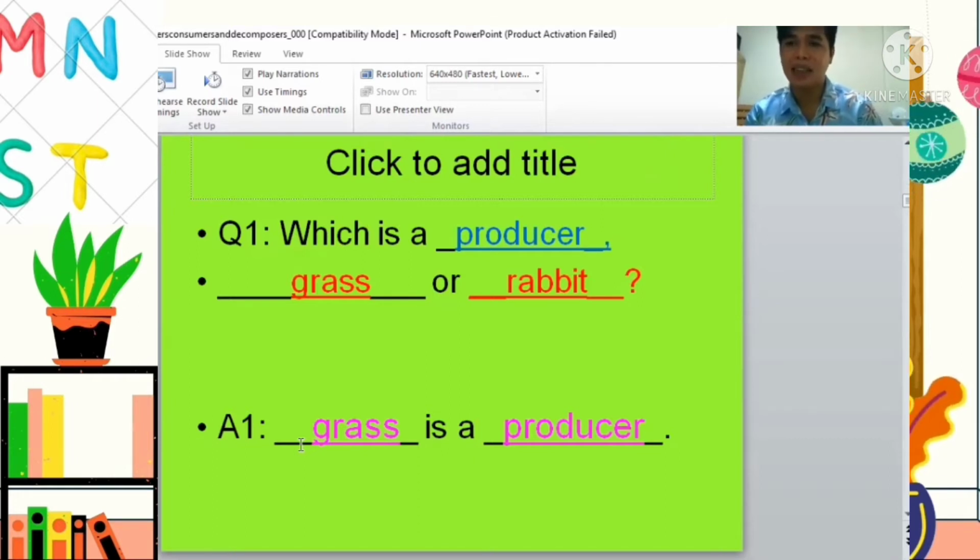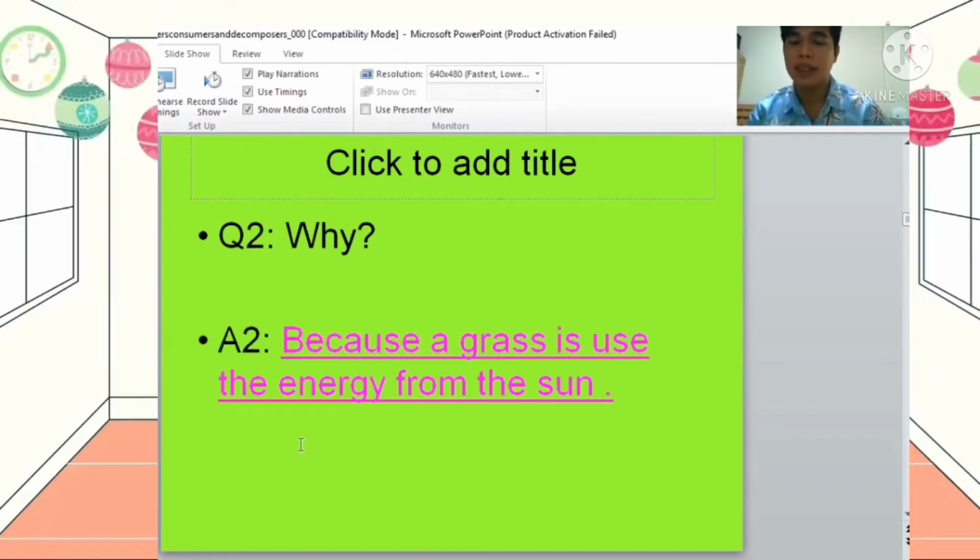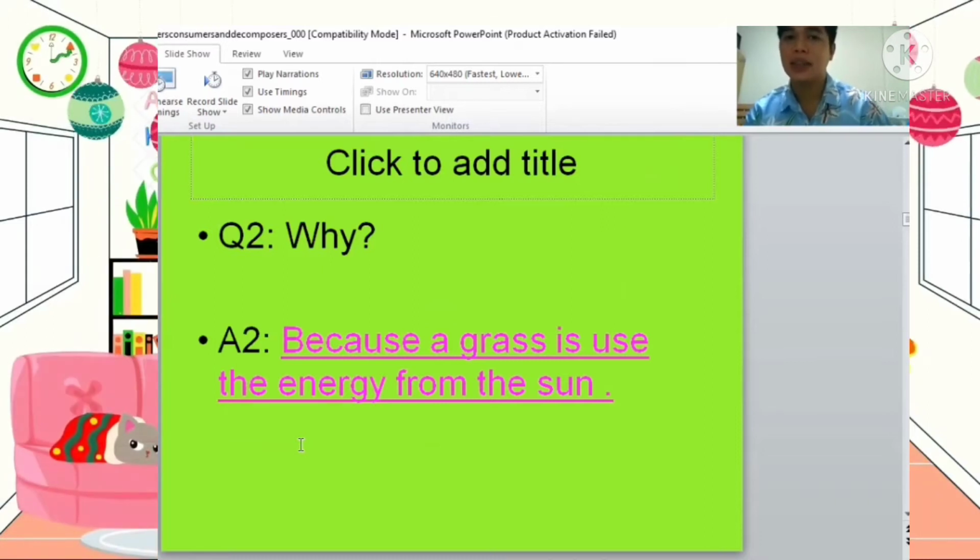Now for our second sentence structure, I am going to say why. You are going to answer, "Because grass uses the energy from the sun."